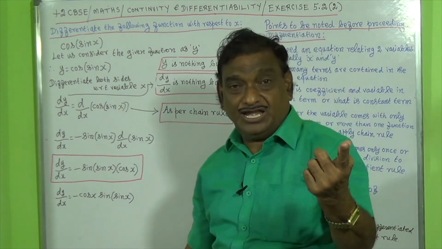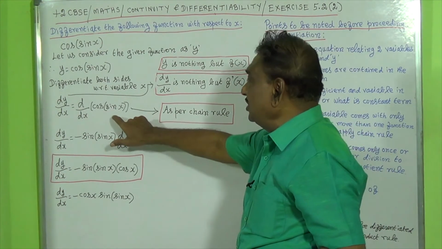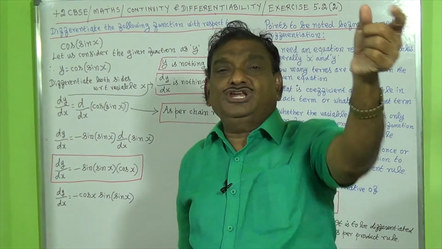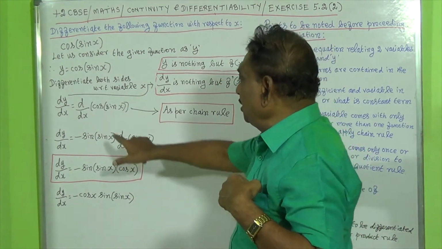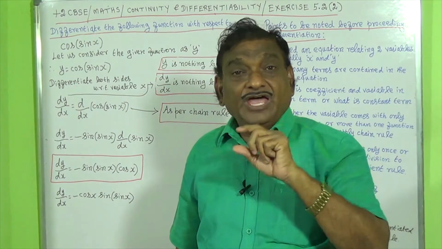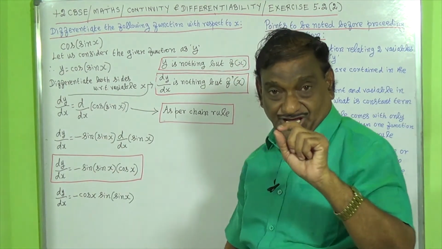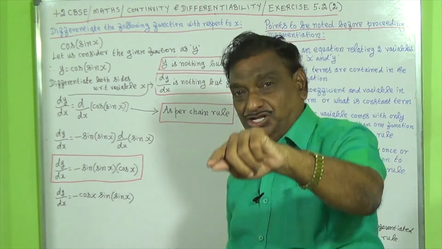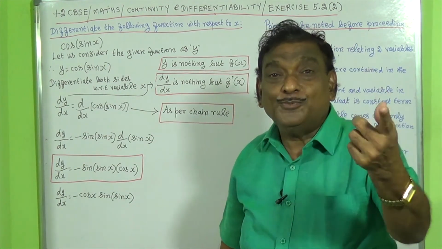What is the outer function? The outer function is cos. What is the inner function? The inner function is sine. Which function is to be differentiated first? The outer function is to be differentiated first. We know that on differentiating cos x, we will get minus sin x. Here the given function is not cos x. The given function is cos of sin x. So on differentiating cos of sin x, we will get minus sin of sin x.